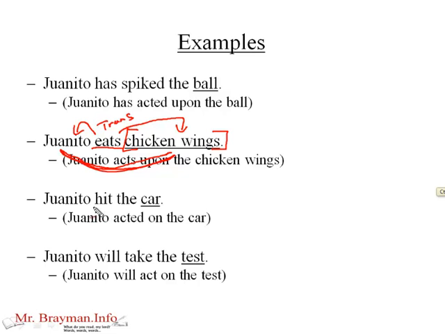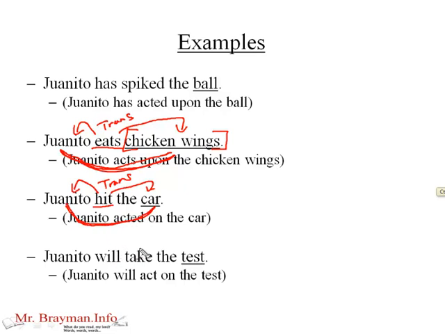Juanito hit the car. Hit is the transitive verb. Who or what did the hitting? That's Juanito. Notice I draw these arrows all the time. When you're trying to figure this stuff out, it'll help you to draw the arrows too. Just don't get my computer screens all smudgy, please. And if you're doing this on an iPad, you'll just make a mess. But see, Juanito's acting on the car.